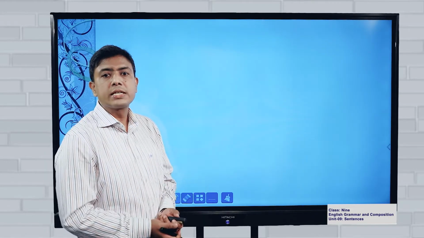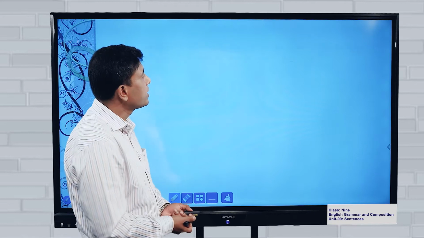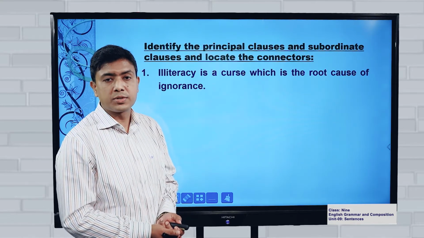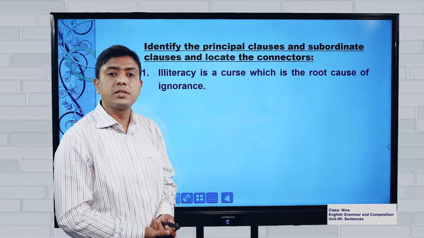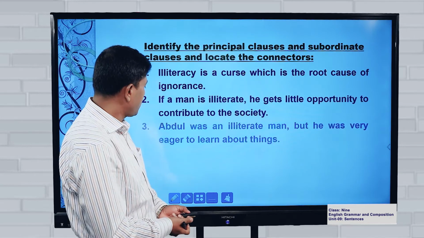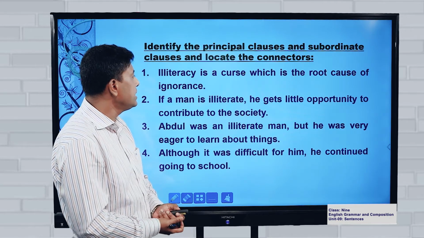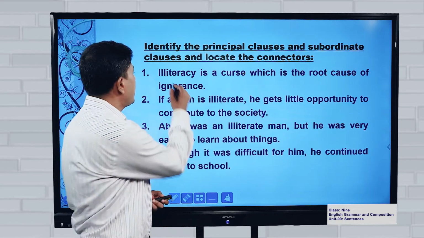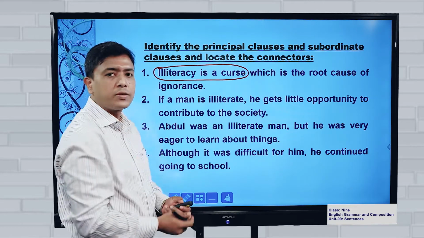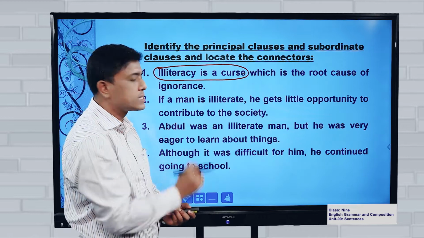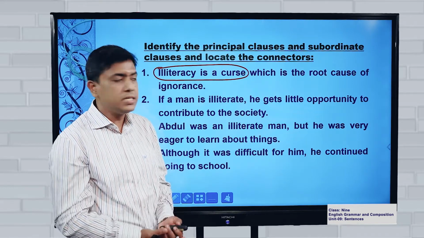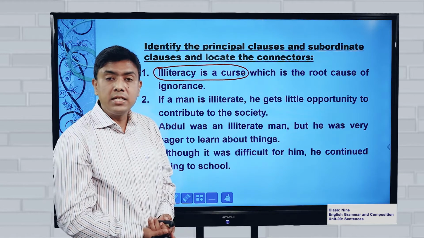Now, my dear students, let us participate in an activity where we will have 4 sentences and we have to find out the dependent and independent clauses and also locate the connector. See, there are 4 sentences. The first one, illiteracy is a curse. Here, I am going to circle the independent clause. The first part of this sentence, illiteracy is a curse, is giving us a complete thought, a complete idea. Therefore, it is independent clause.